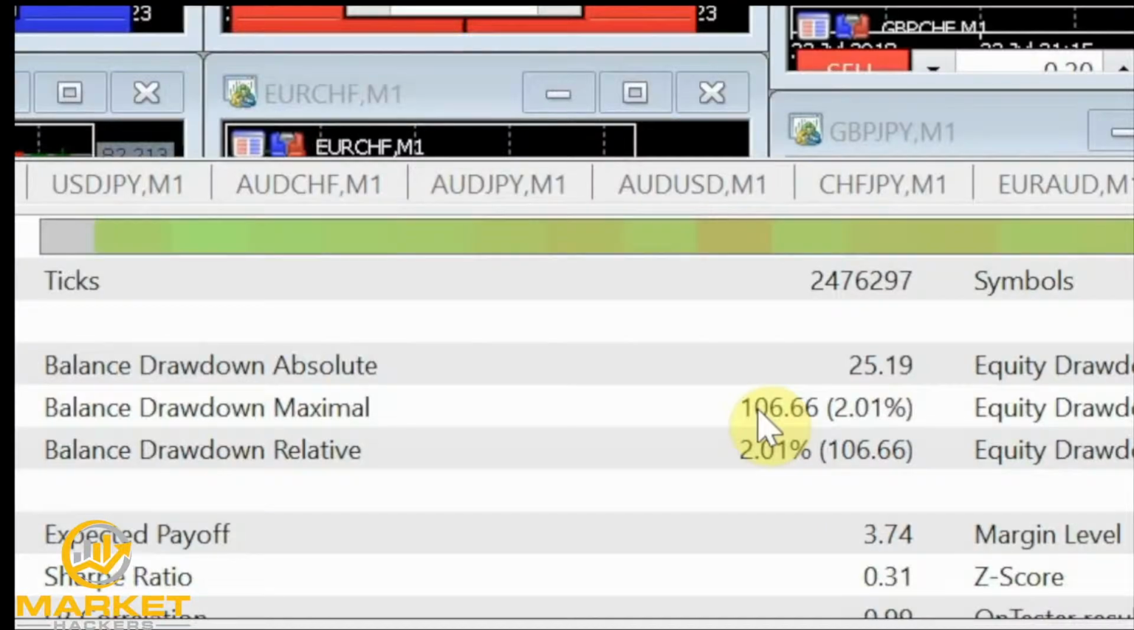There's a balanced drawdown maximal right here. This number right here, 2.1%. What that means to you as someone who's trading your money is it was only risking 2% of your money in order to make this. So you weren't risking a huge percentage of the money that you have in your account in order to make the $329. You're only risking 2%.